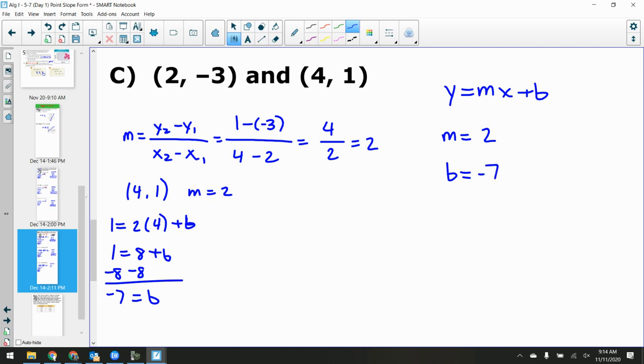Check your work. You should have gotten negative 7 as your b value. 2x minus 7 is your equation.